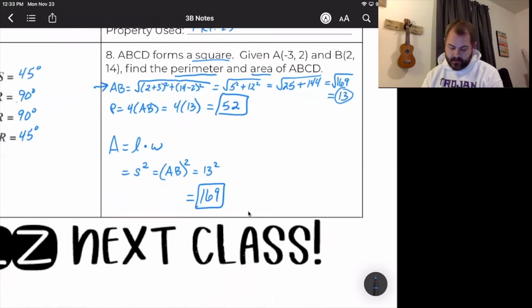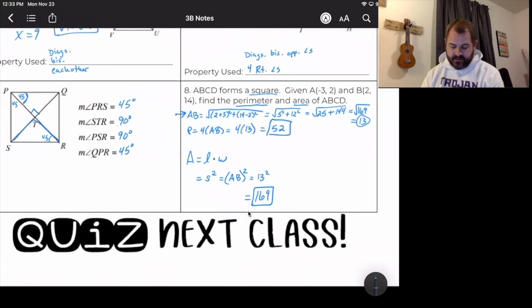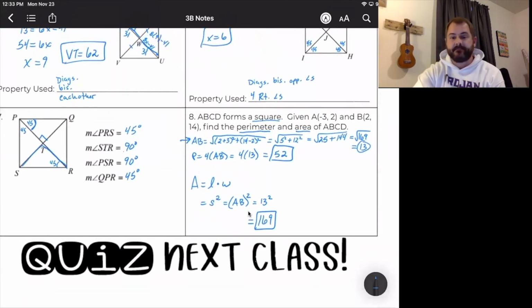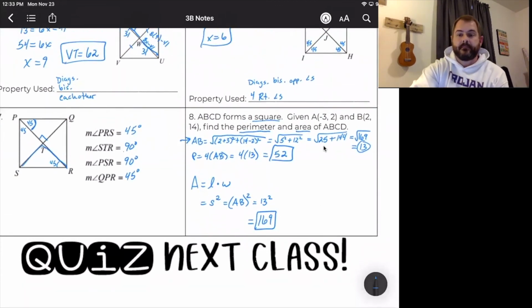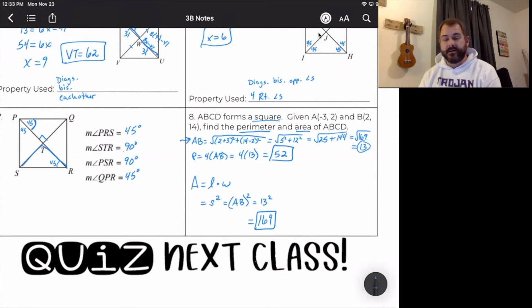Now you'll see down here in the notes, it does say there's a quiz next class. That quiz will be after you have completed this 3B.3 lesson. And so you'll need all 3 of these lessons, 3B1, 3B2, and 3B3. Make sure those are done before the time of the quiz so that you are prepared and ready.